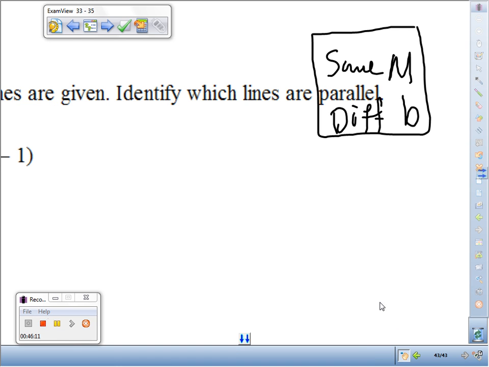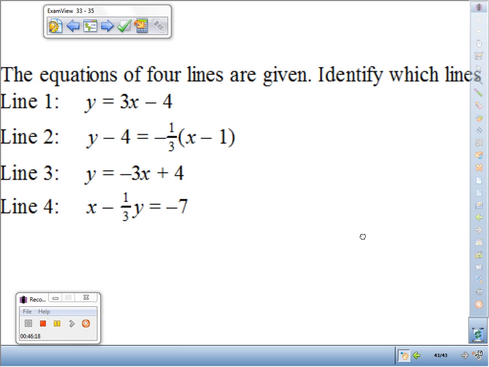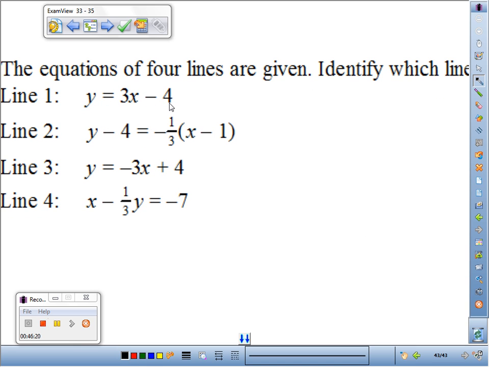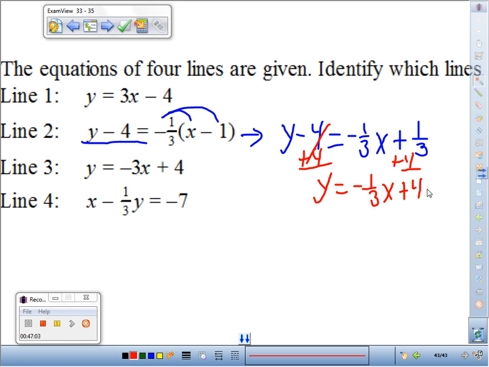All right. So in order to identify that for each equation, they need to be solved for y. Look up, please. Is the first one in slope-intercept form? Yes. Is the second one? No. So let's do this one. We're going to distribute the negative 1/3 in there. So I end up with y minus 4, which is this part, equals negative 1/3 times x, that's negative 1/3 x. Negative 1/3 times negative 1, that's positive 1/3. Are we there so far? Yeah. From there, add 4, we end up with y equals negative 1/3 x plus 4 and 1/3.